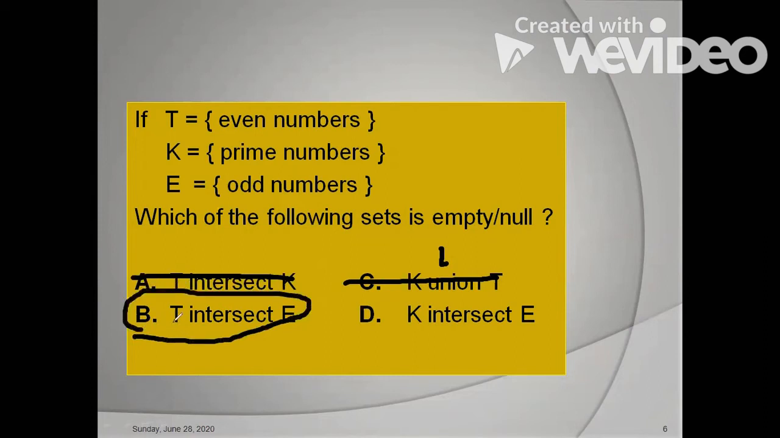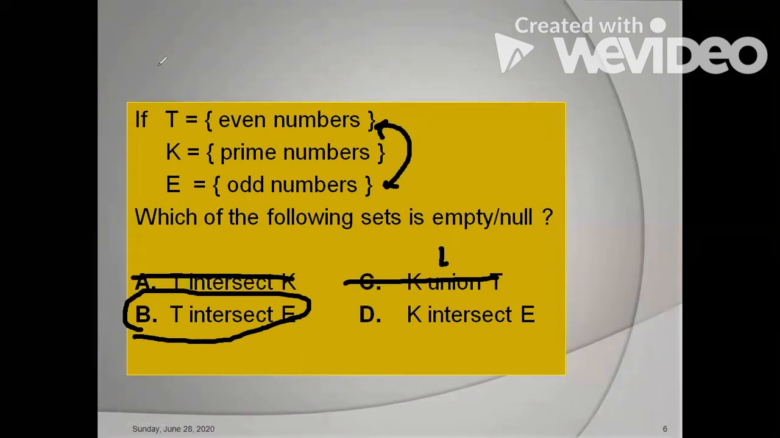Is there anything common between set T and set E? In other words, do we have any even number that is odd? Or do we have any odd number that's even? Can't think of a number. So that set will be an empty set because it doesn't exist. I can't think of any even number that's odd or any odd number that's even.